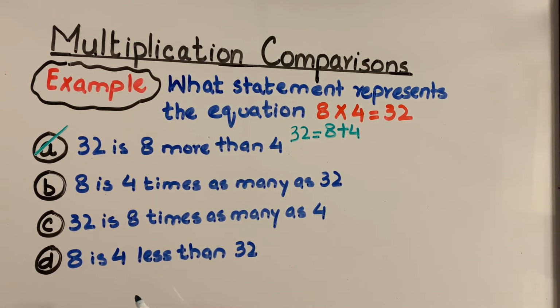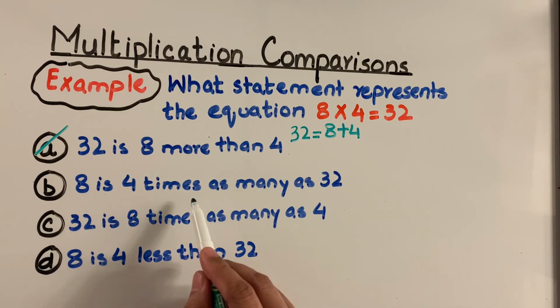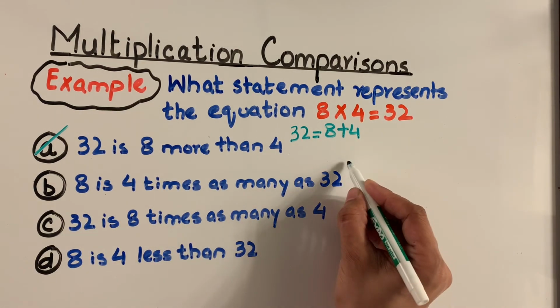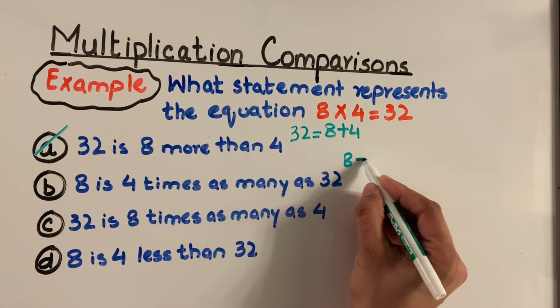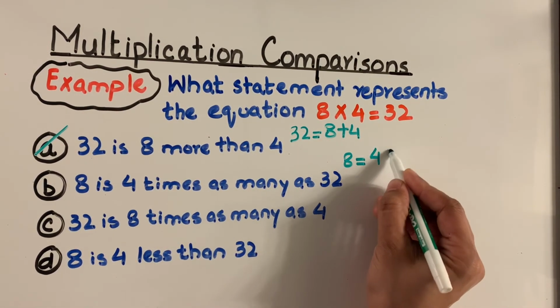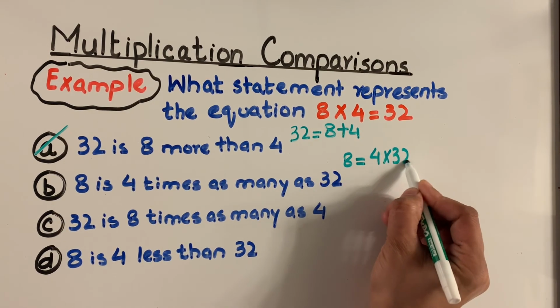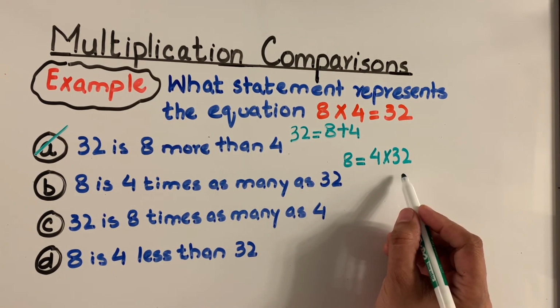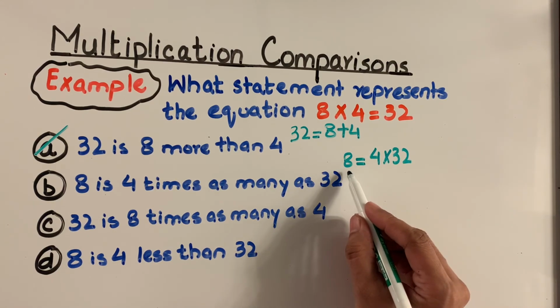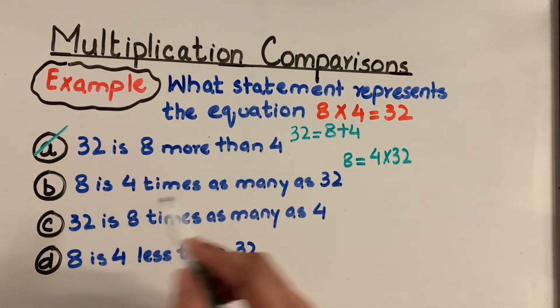Move on to option B. 8 is 4 times as many as 32. Let's write it here. 8 is 4 times as many as 32. 4 times 32 is more than 100, which is not equal to 8. So this is incorrect.